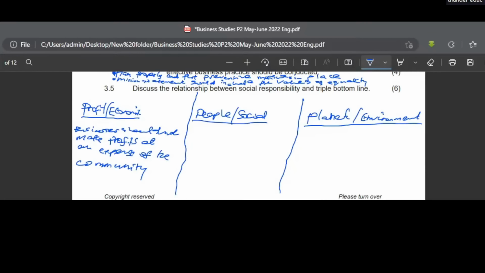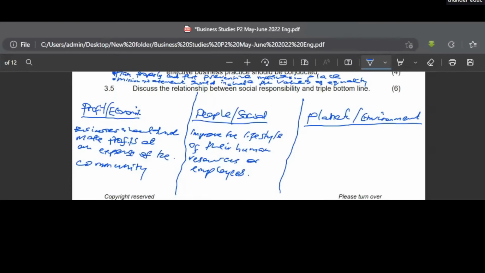So now people and social: improve the lifestyle or the quality of life of their human resources or employees. Improve the lifestyle of their human resources or employees.